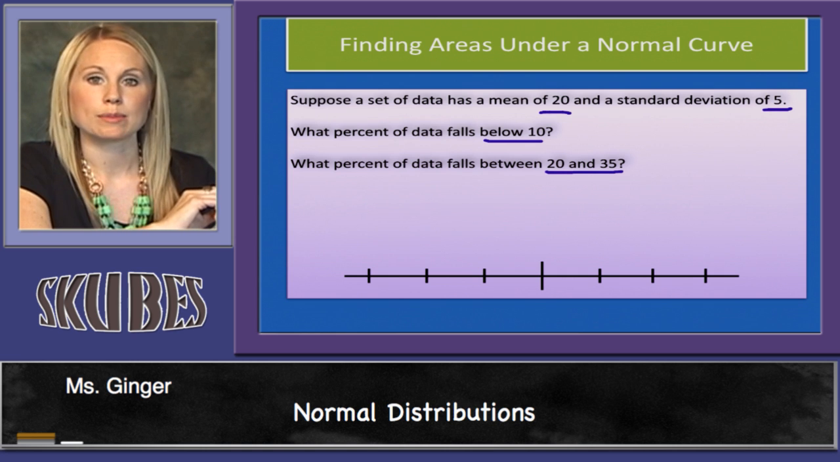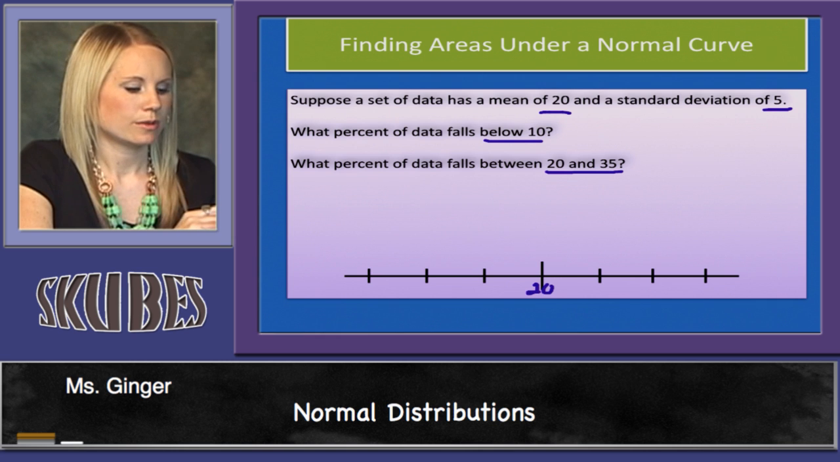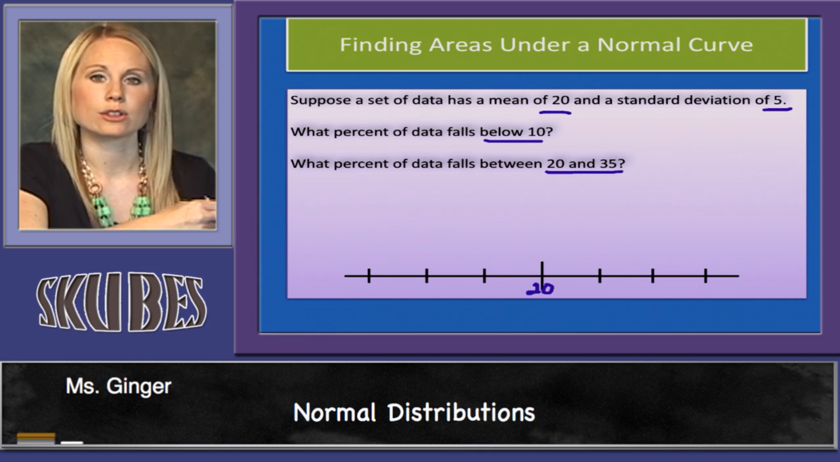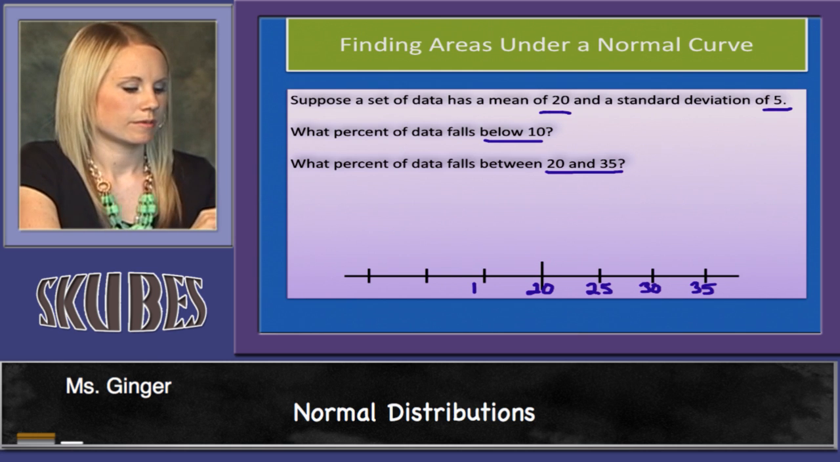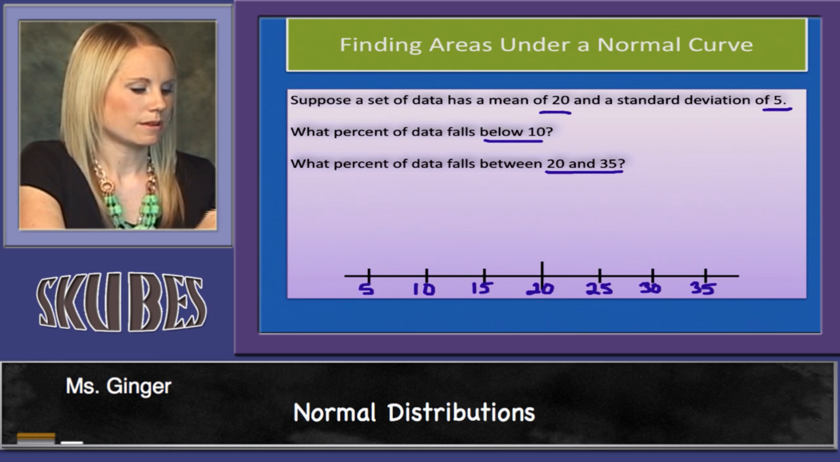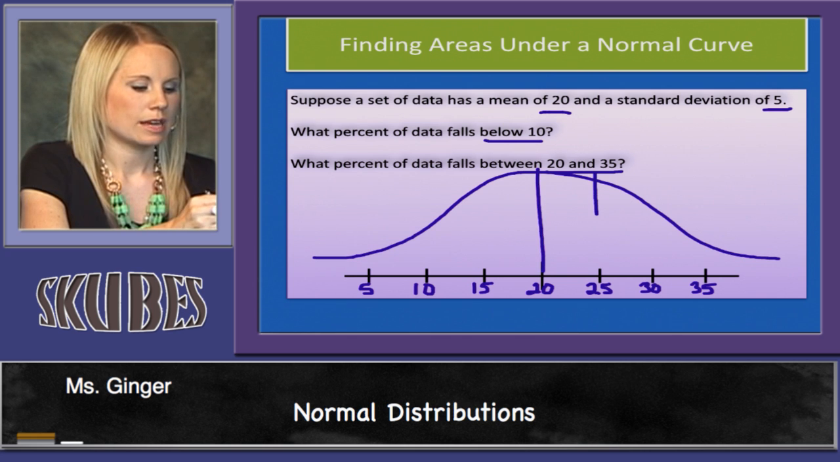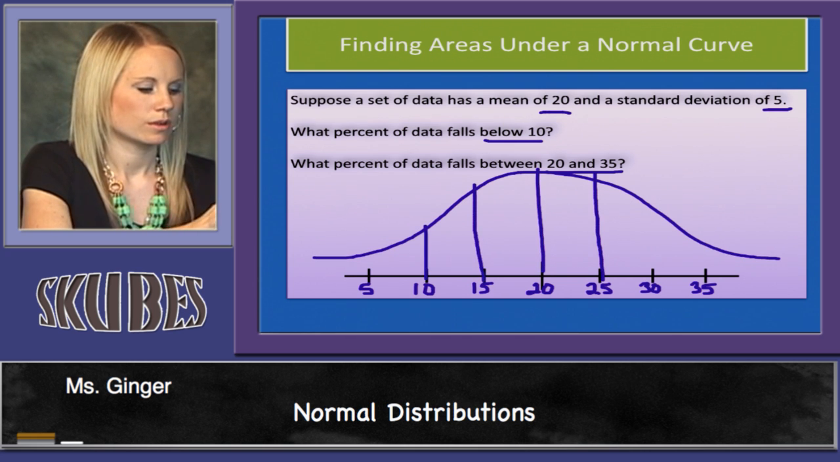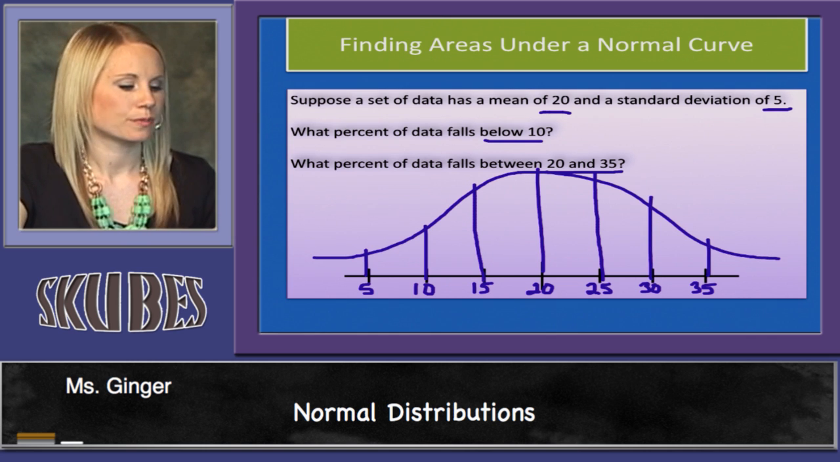But first we have to label our picture. So what you want to do when you have your information is go down and label your mean in the center and then travel out in increments of your standard deviation. So we've got 20 in the middle here, and I'm going to travel out by 5s to the right and also to the left. Okay? So once we have that, we're going to draw in our curve. And we're going to actually label each individual percentage that will fall in each of these intervals of numbers.